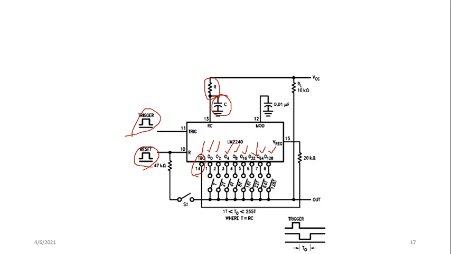Once you reset it, then you can apply the trigger. As soon as you apply the trigger, what will happen? It will generate the time delay. And which time delay you want? According to your design, you have to connect the switch. Then you will get the output there. Modulation input we are not going to study now. It is out of scope, so don't bother about it.